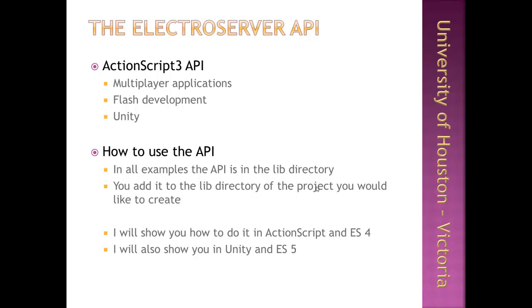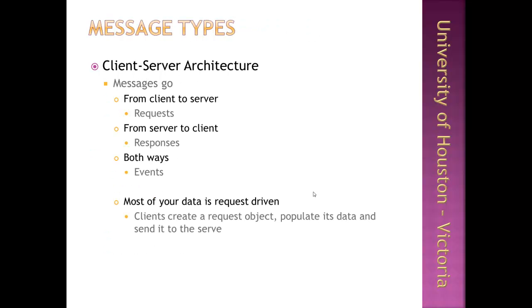The Electro server API allows your clients to establish a connection with the server and then communicate with the server. It also basically performs some amount of automatic management of data. For example, it keeps track of which rooms you're currently in, as well as the user list in each of the rooms. There are three main types of messages that your API will basically allow you to coordinate and work with.